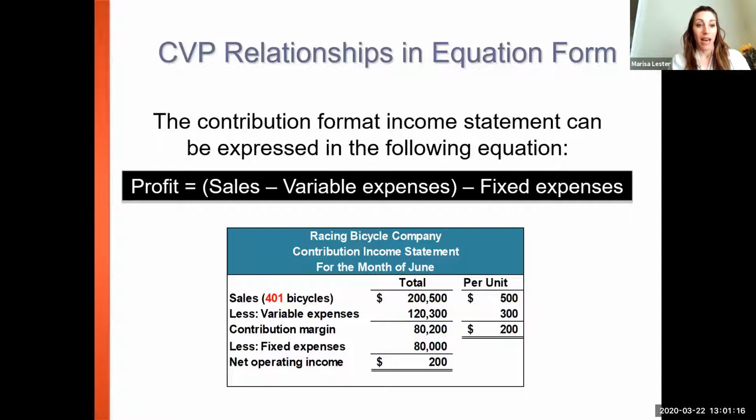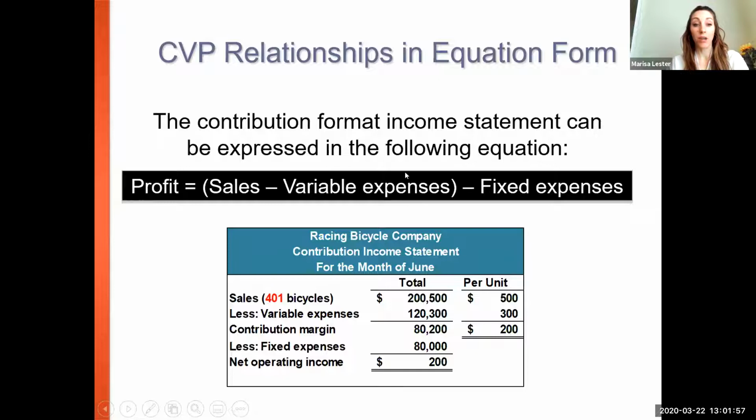Okay, so how do I express my contribution margin income statement in an equation? Well, it is an equation, right? Except it's a vertical equation. So if I flatten it out, I have profit, which is the same as net operating income, equals sales minus variable expenses minus fixed expenses. And then you can see in parentheses, I have sales minus variable expenses. That is equal to my contribution margin. So I can rewrite this so many different ways. I can say profit or net income equals contribution margin minus fixed expenses.